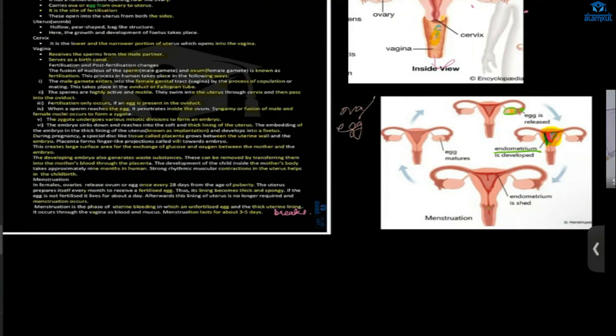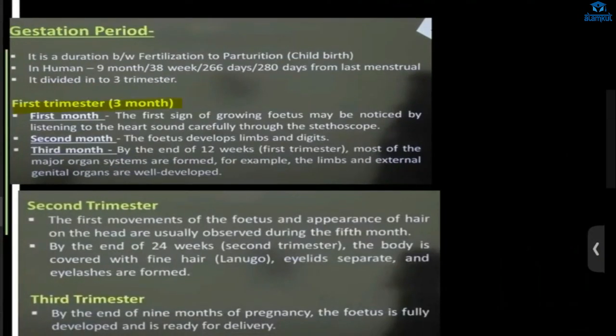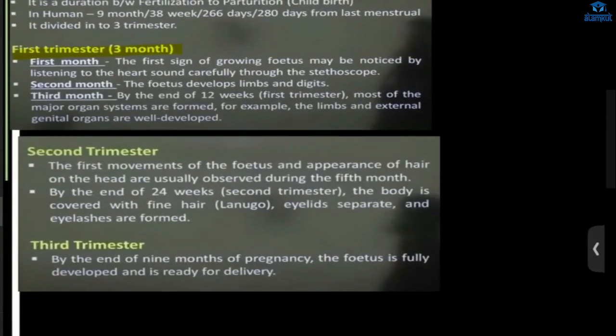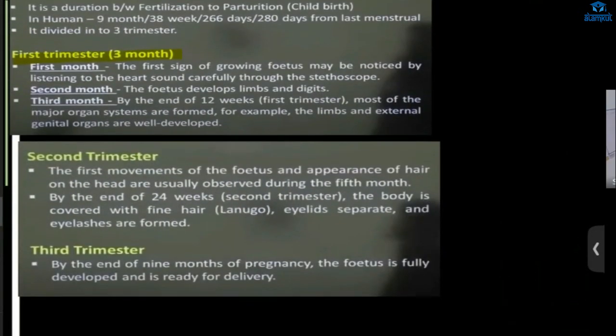When the baby is in the uterus, how much later can you hear the baby's heartbeat in the stomach? During the first month, you can hear the baby's heart sound. There is a division of these 9 months: first trimester, second trimester, and third trimester. So these are all these changes.